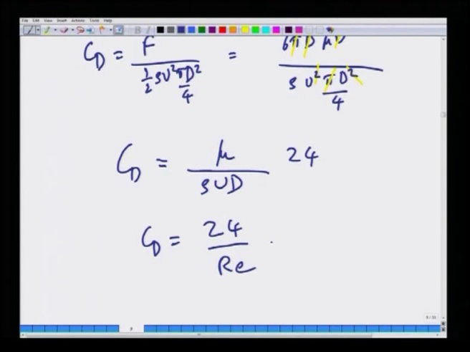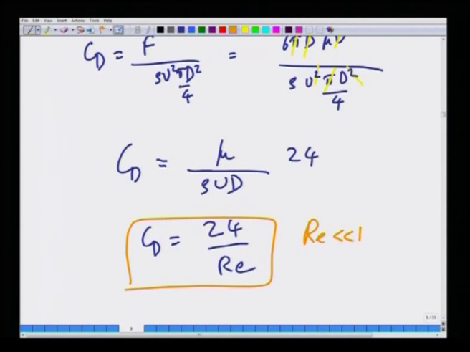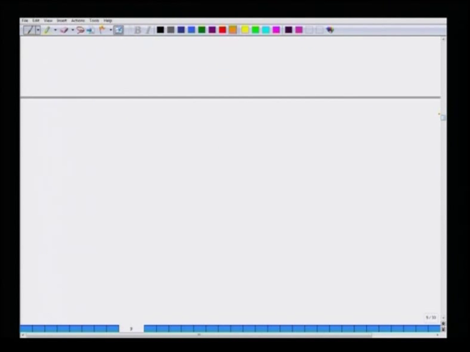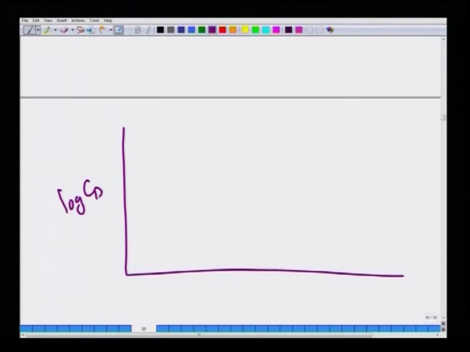So, the drag coefficient is defined without the half, rho v squared times the area. Okay. So, that becomes 24 by Reynolds number. This is the drag coefficient when the Reynolds number is small compared to 1, when the inertial forces in the fluid are negligible. So, when we do experiments, if you plot log of the drag coefficient versus logarithm of the Reynolds number, initially when the Reynolds number is less than 1 or 10, it will be a straight line with slope -1 because CD is inversely proportional to Reynolds number.